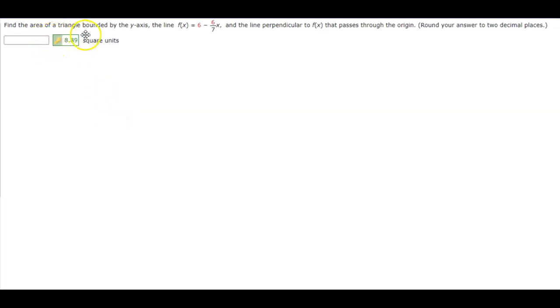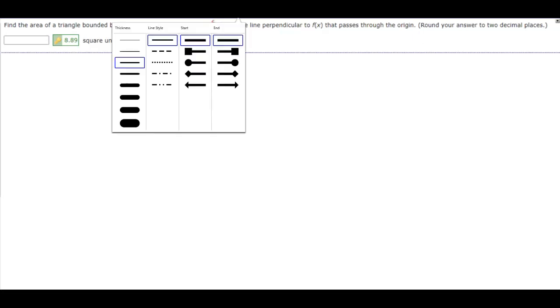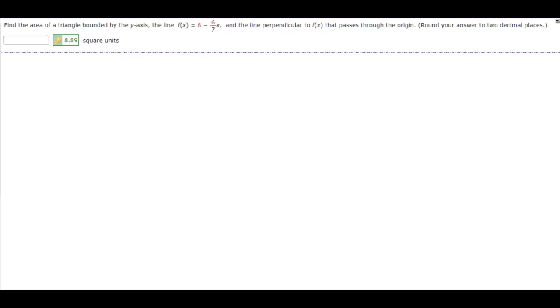Find the area of a triangle bounded by the y-axis, the line f of x, which is equal to 6 minus 6 over 7th x, and the line perpendicular to f of x that passes through the origin. And then round your answers to 2 decimal places. Okay, so we're going to find the area of a triangle.